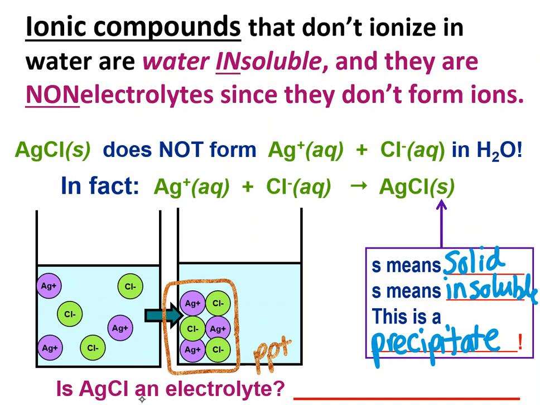So is silver chloride an electrolyte? No. It does not ionize. In fact, if there are ions, they come together. Why does it do this? Why do some of them ionize? It has to do with how strong the attractions are between the ions and the ion size and so forth. It also has to do with the attractions to the water molecules that these are attached to.